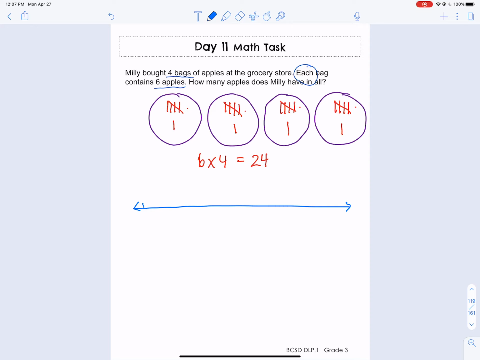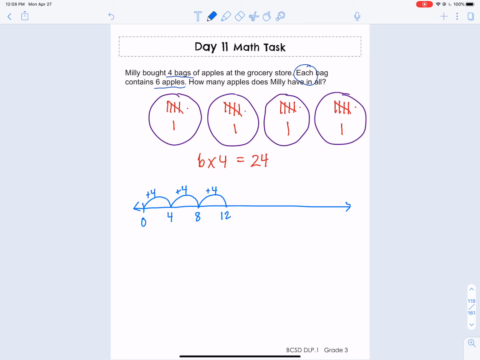With the open number line, you start at 0, and in this case, we're going to be making either jumps of 4 or jumps of 6. I think I'm going to do jumps of 4, 6 times, just because it's a little bit easier for me to add up 4 in my head. So I'm going to show you what I mean. If I make a jump of 4 here, that's plus 4, right? Then I land on 4. And if I make another jump of plus 4, I land on 8. I'm going to keep going until I have jumped 6 times because there's 6 apples in each bag.